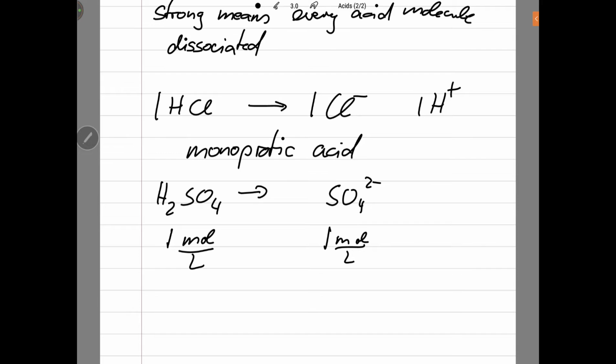But what about the protons? How many have I got? 2. So I have 2 protons, and now my proton concentration would be 2 mole per liter, because each one molecule of sulfuric acid produces 2 protons. Make sense? Pretty straightforward.